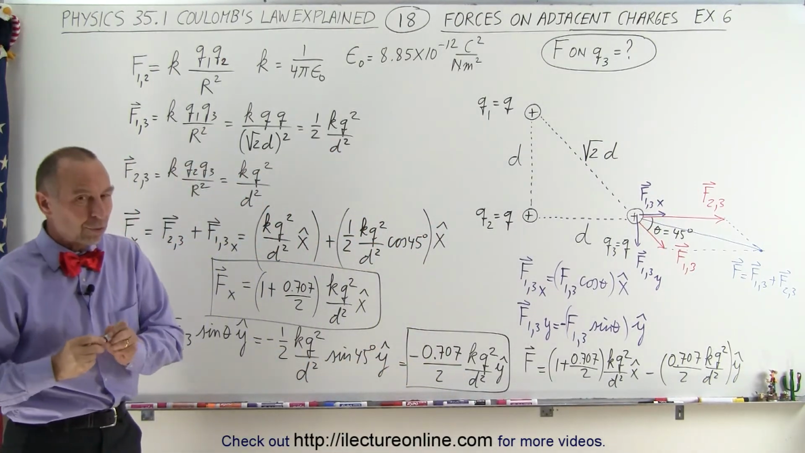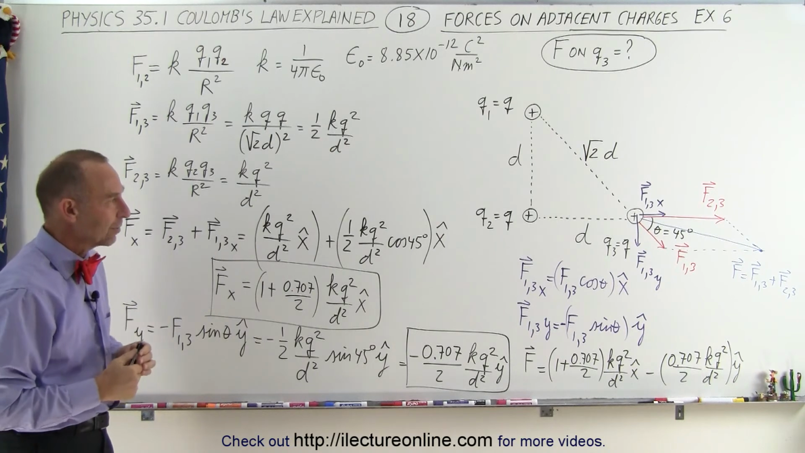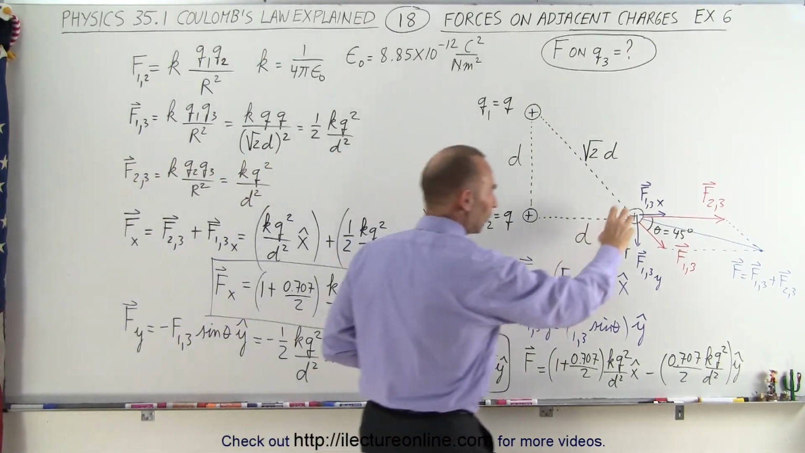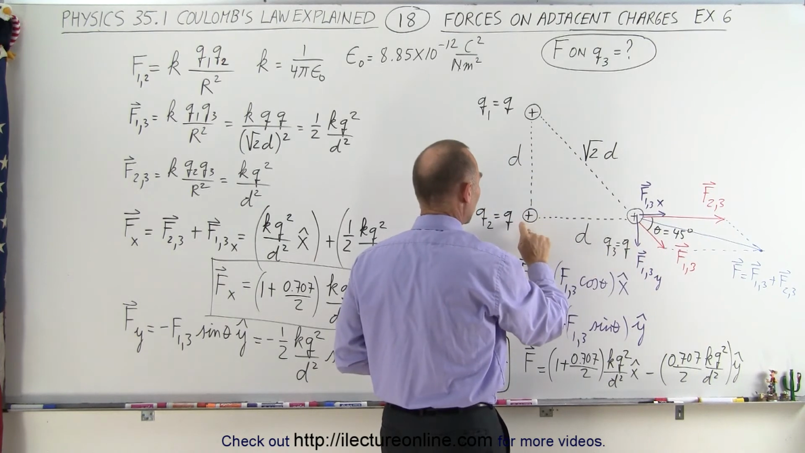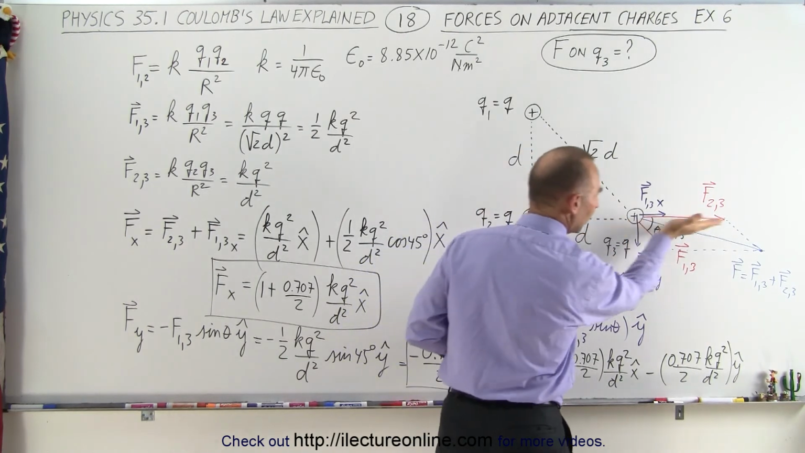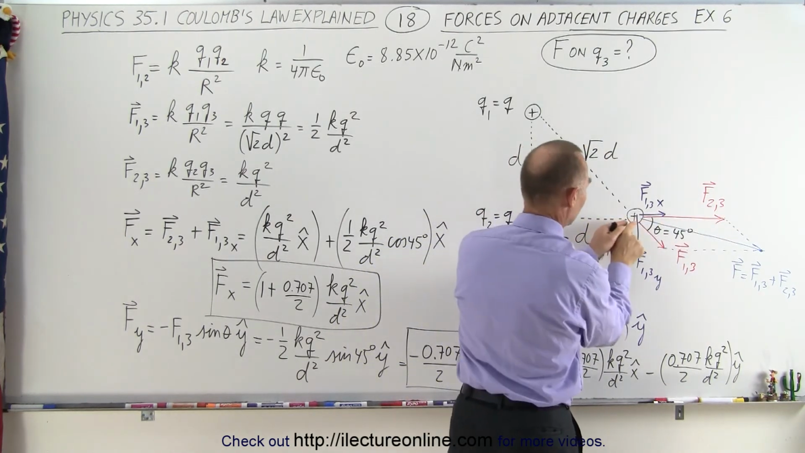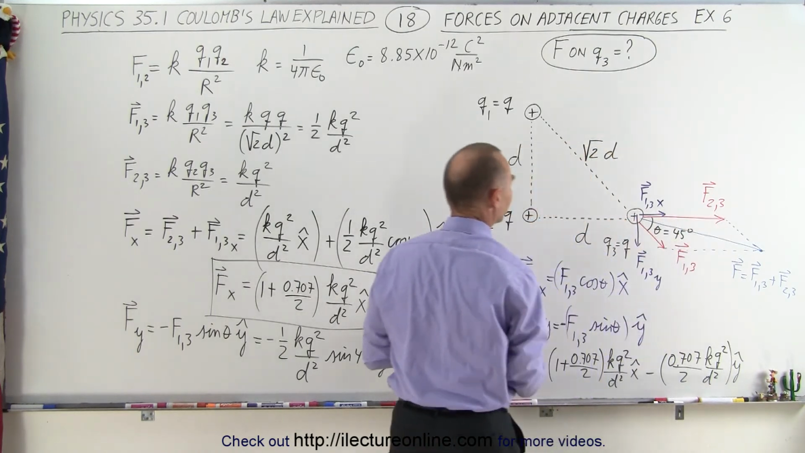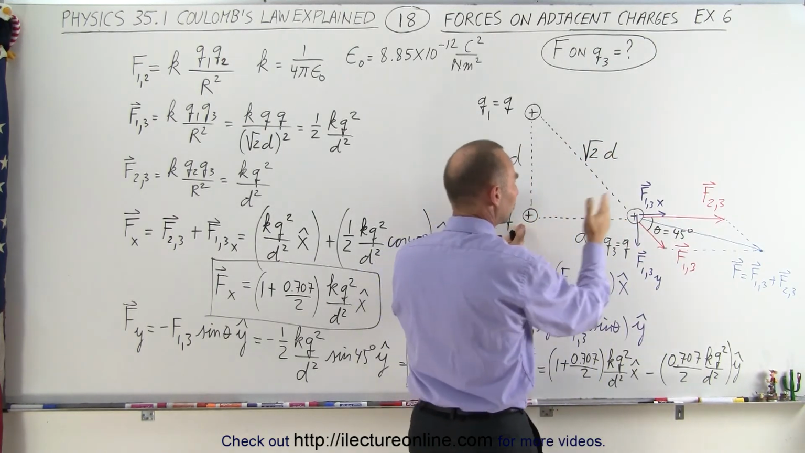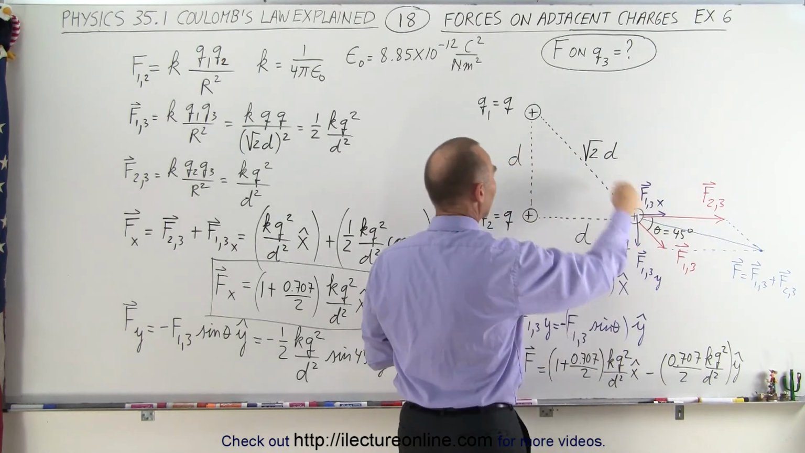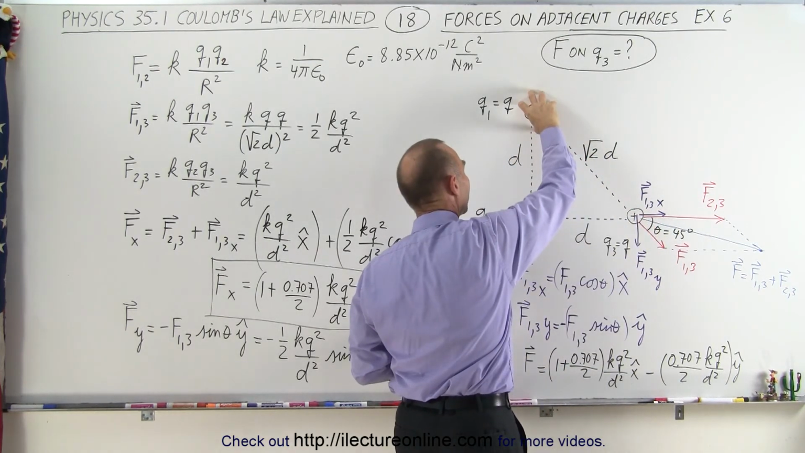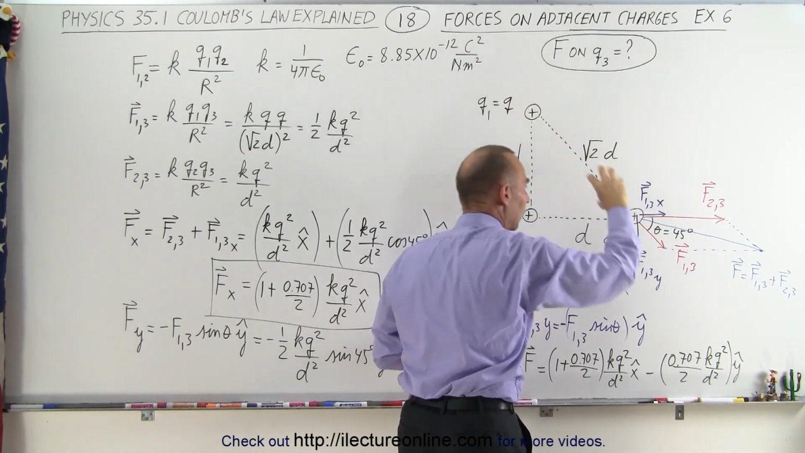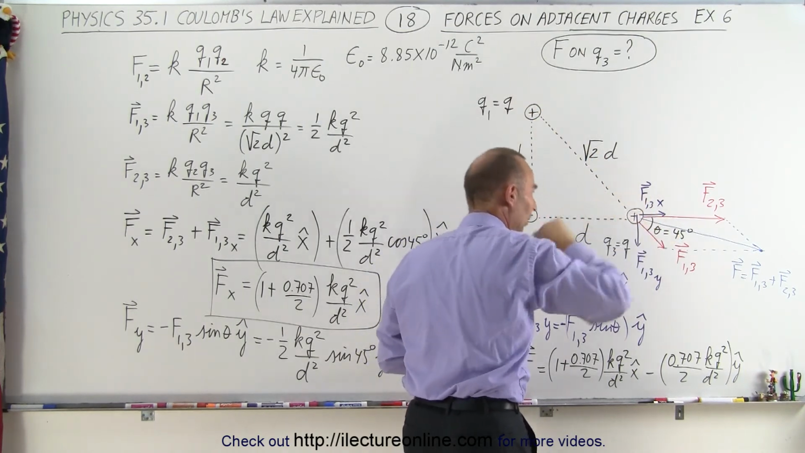So let's quickly review to see what the technique is here. We're trying to find the force on this charge. We first draw the vectors. We see that between Q2 and Q3, there's a vector pointing to the right because this charge pushes against this charge in this direction. Between these two charges, the force will be down in this direction. This charge will repel this charge, and therefore a force in that direction will exist.